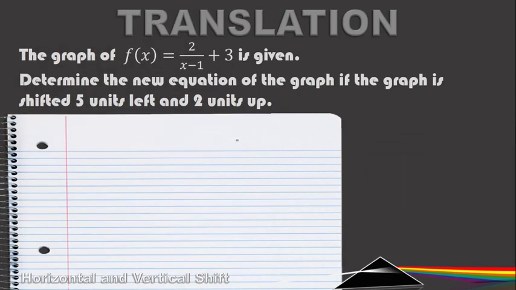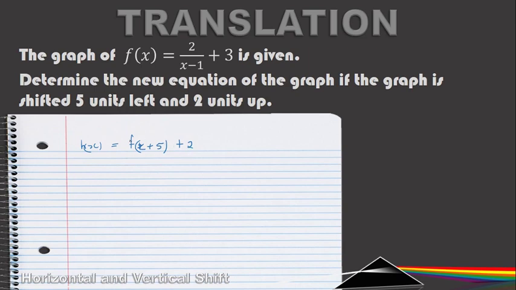The graph of f of x is given. Determine the new equation of the graph if the graph is shifted 5 units left and 2 units up. So that means my new graph, let's call it h, so h of x, will be my graph f of x, but now shifted 5 units left. So left meaning I'm going to add 5 units to x, so x plus 5, and 2 units up, so I'm going to plus 2 for my q. So that's 5 to the left and then 2 units up.